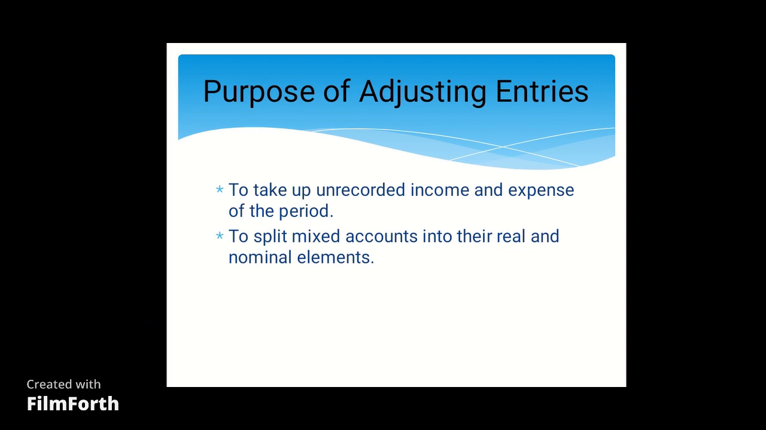So the primary purpose of an adjusting entry is to update the balances of some accounts and to split a mixed account into its real and nominal components. Errors and omissions are likewise corrected and recorded in the books of the business. The adjustments are made to conform with one of the governing principles of accounting, which requires the proper matching of revenues and expenses. This is the matching principle.